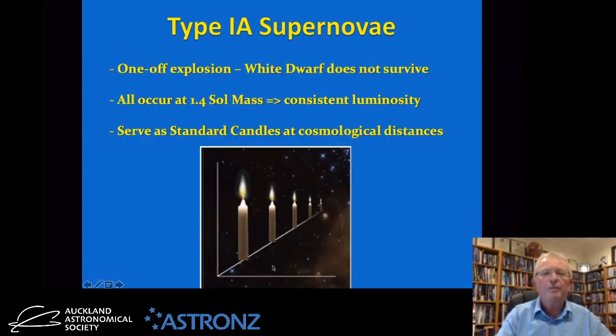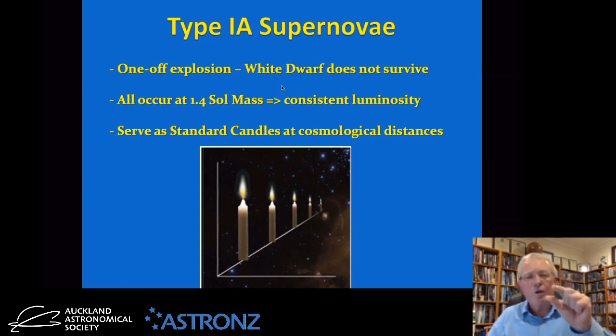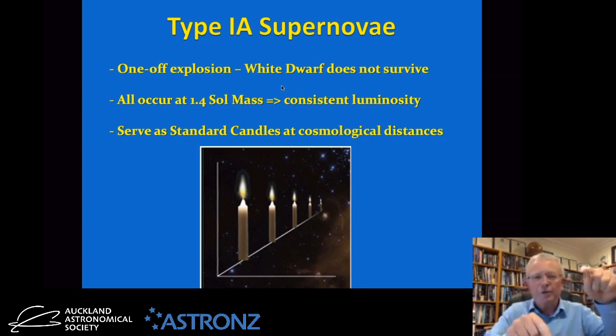So it's a one-off explosion. It occurs at 1.4 solar mass. Now, the interesting thing is, because it occurs at a set solar mass, they know the physics behind it, and it is a consistent luminosity. In other words, it's a set or a standard level of brightness. You don't get 1A supernovae where one is this bright and another one is this bright. They all occur when a white dwarf reaches that critical mass. It goes boom into a big explosion. So it's the same consistent luminosity across the board of all these exploding white dwarfs, or type 1A supernovae.